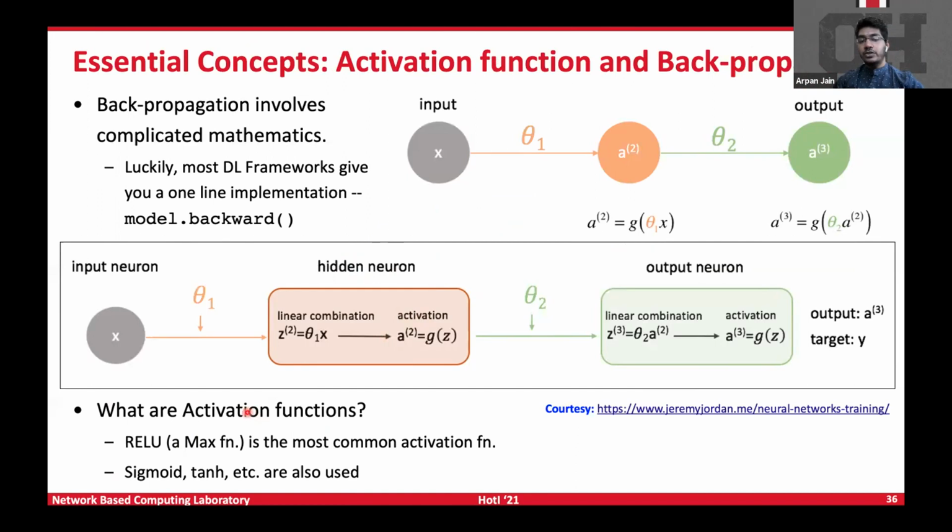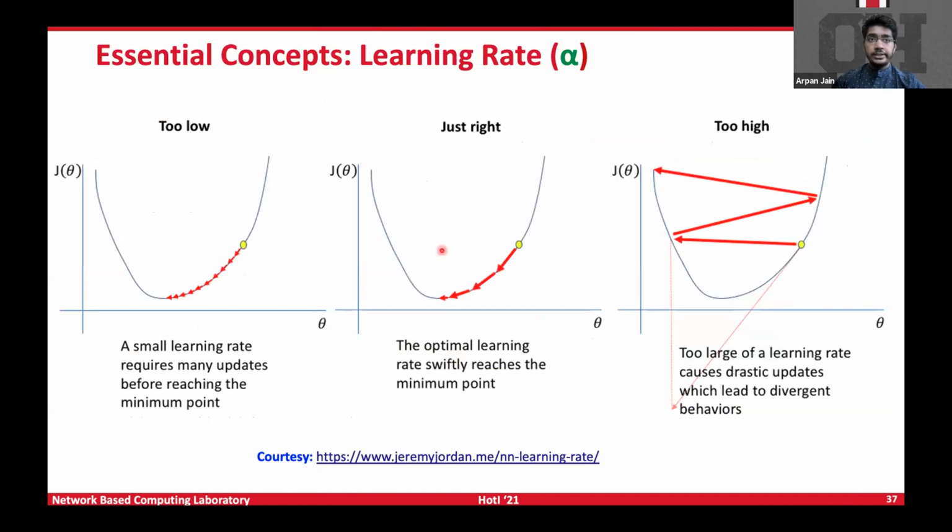So what are these activation functions? ReLU is the most common activation function. It is just a fancy name for the maximum function. You will take the max of 0 or the input. That's it. This is the ReLU operation. There are other activation functions also, like sigmoid and tanh, which are used in deep neural network training. Any questions on the activation functions or the backpropagation? If not, let's go to the next slide.